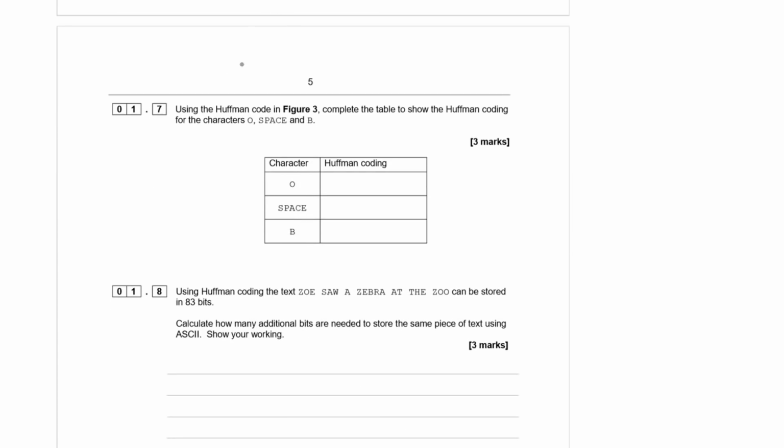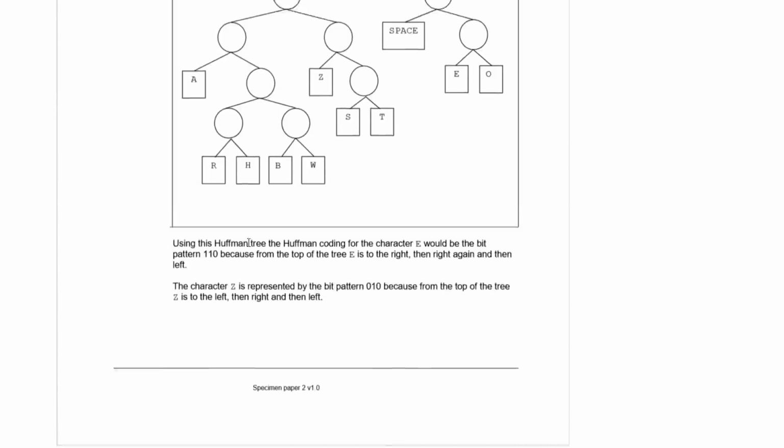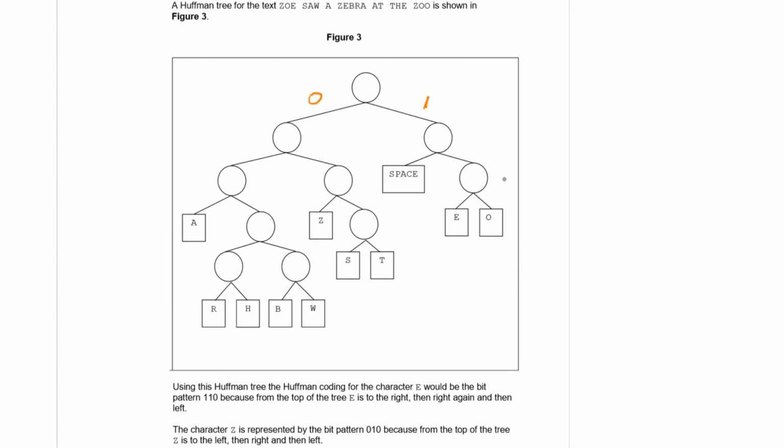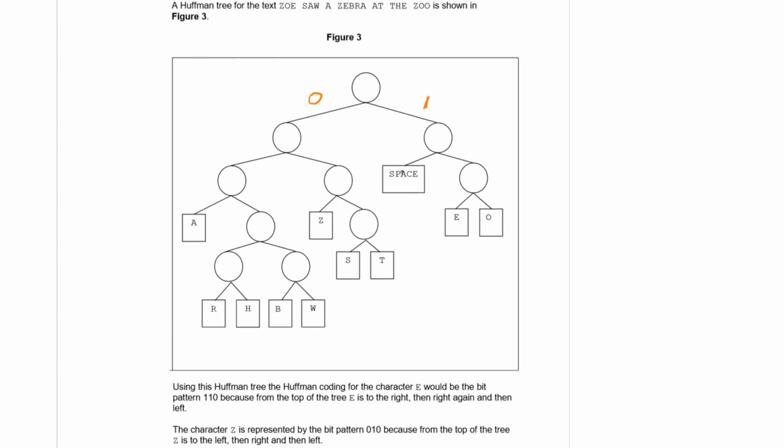So we need to find the code for the characters O, space, and B. Remember, space is also a character. So O is here, so we're going 1, 1, 1. For space, we are here, so 1, 0.